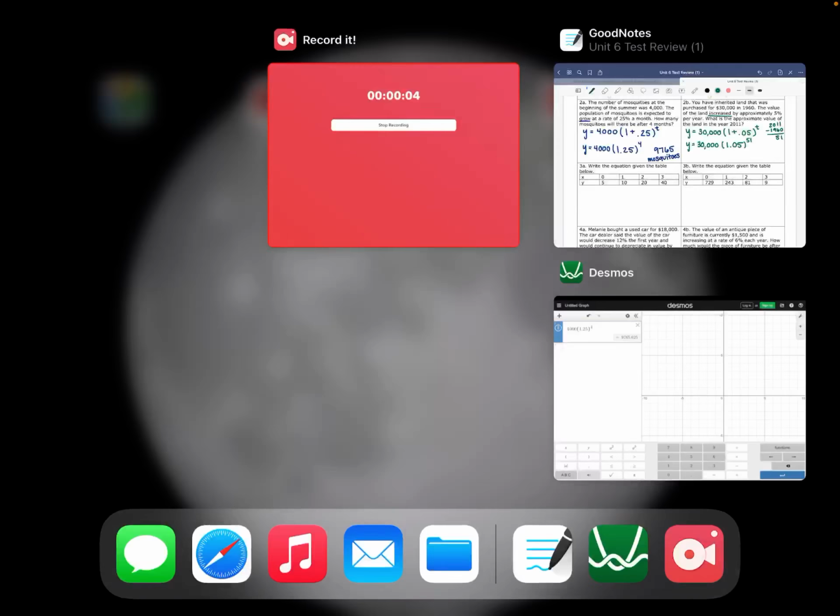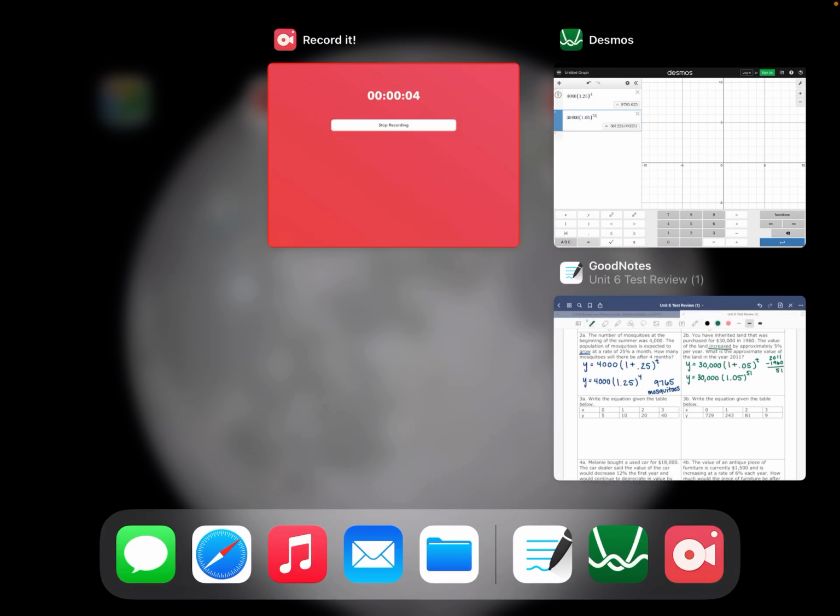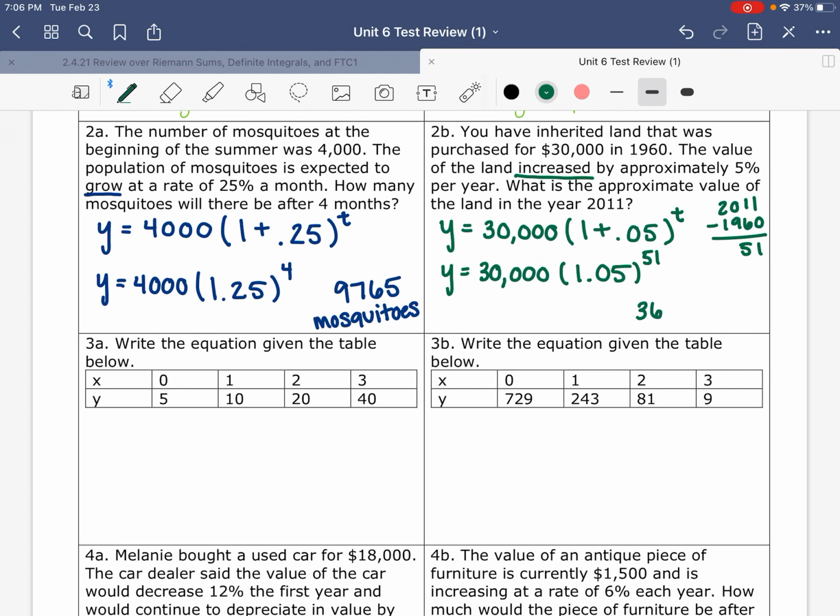And then back to Desmos. To type it in, and there it gives us our answer. It's going to be 361,223. And this is going to be multiple choice, so just find the answer that is closest. Yes, I did just round off to the nearest dollar, but it may have some cents there.